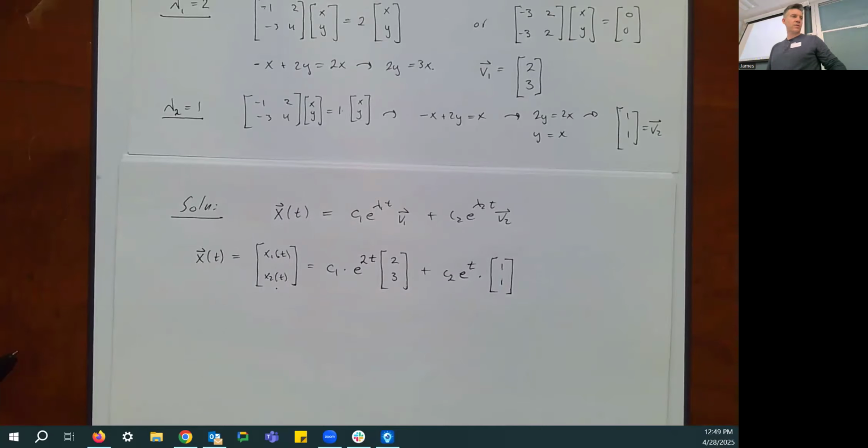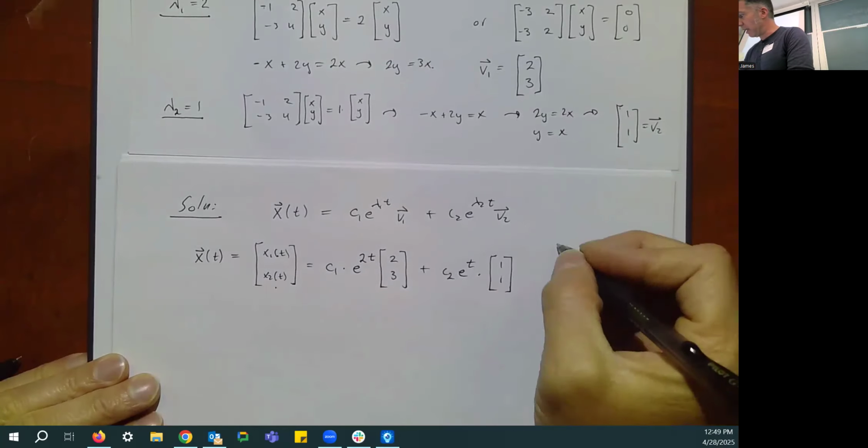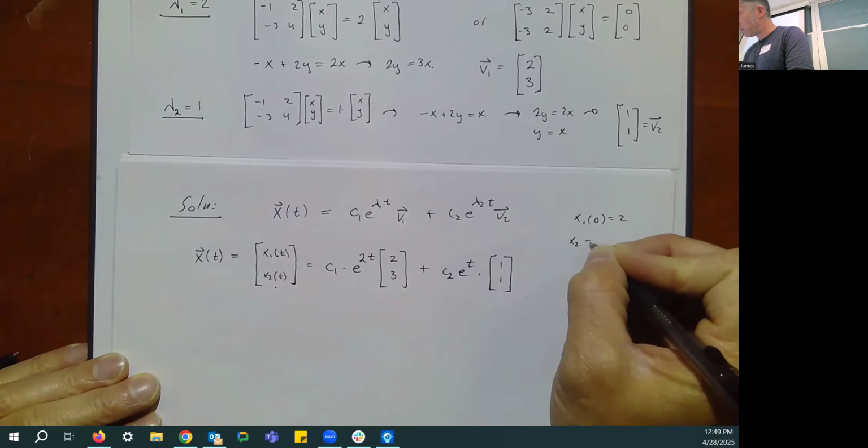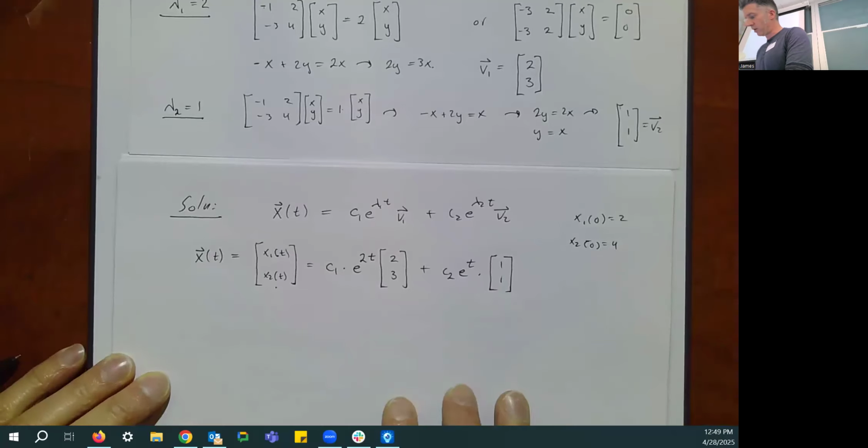So a couple ways to look at this. I usually like to leave it like this. Oh, I'm sorry, that's not what I'm saying yet. We're not there yet. I would say this is the general solution. And since we were given initial conditions, whenever we have initial conditions, that means we can solve for those unknown constants. So our initial condition was that x1 of 0 is equal to 2 and x2 of 0 was equal to 4.